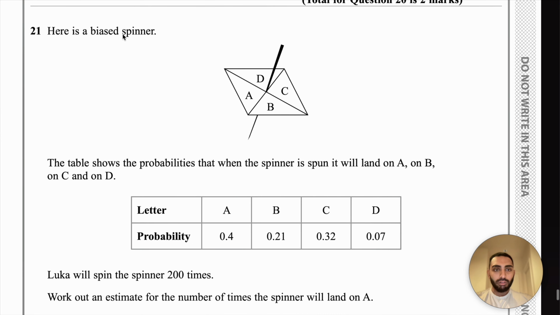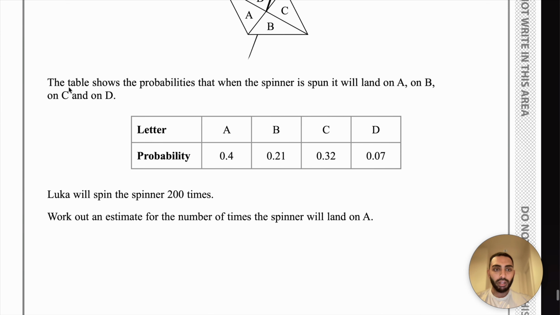Question 21. Here is a biased spinner. Bias just means the probabilities are not equal. You'd think because each of these look like they're taking up a quarter of the spinner, each of them have an equal probability, but it's biased, so they don't have the same probability as each other. The table shows the probabilities that when the spinner is spun, it will land on A, on B, on C, and on D. So it just gives us a table of this.